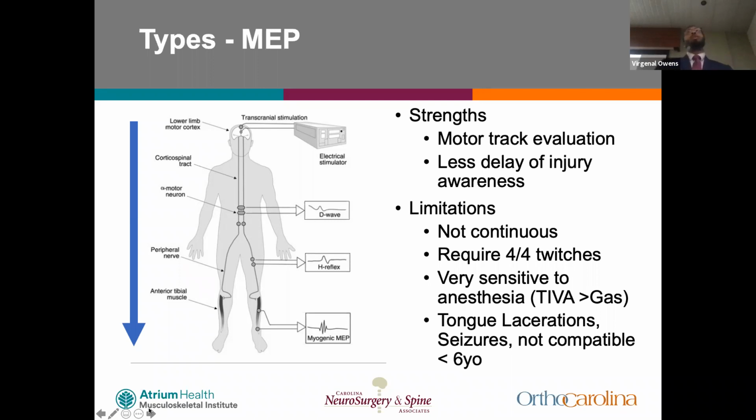The limitation obviously is that it's not continuous, so you actually have to send off a signal to get a response. It requires 4 out of 4 twitches, which basically means that the patient can't be paralyzed, and it is very, very sensitive to anesthesia, particularly gas. And that's one of the things I talked about earlier. So IV anesthesia is usually preferred, but even IV anesthesia can severely decrease your motor responses if the patient has too much anesthesia on board. Other things include tongue lacerations, seizures, and it's not usually compatible with kids under 6 years old, due to the fact that their motor tracts are not fully developed yet.